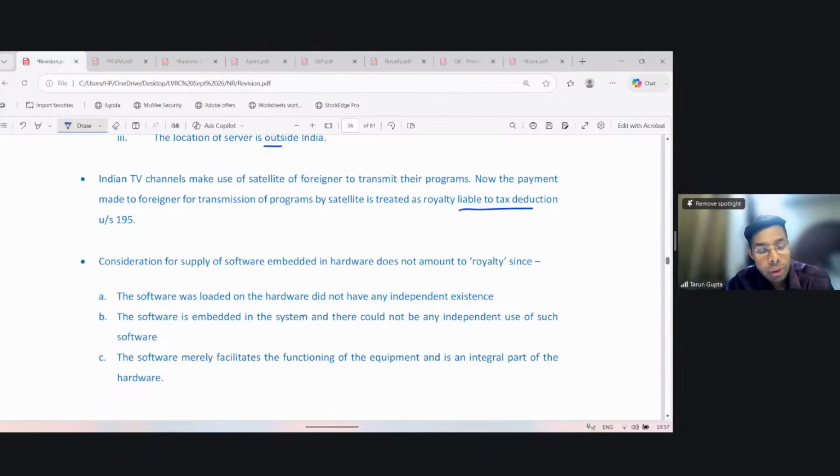However, consideration for supply of software embedded in the hardware is not treated as royalty, since the software was loaded on the hardware and did not have any independent existence. The software is embedded in the system and there could not be any independent use of the software. The software merely facilitates the functioning of the equipment and is an integral part of the hardware. So it loses its identity. Now it has merged with hardware. It's as if the hardware goods had actually been sold. Okay.